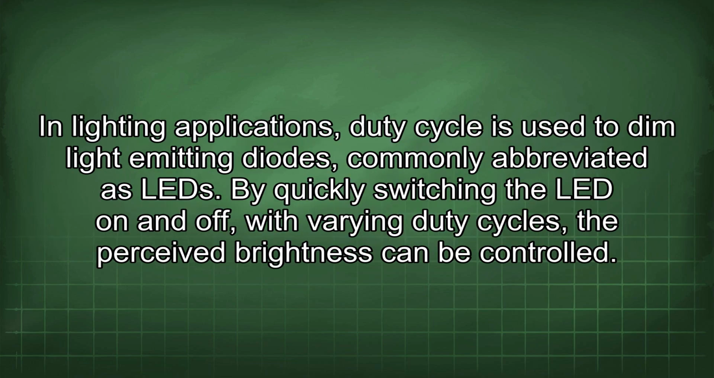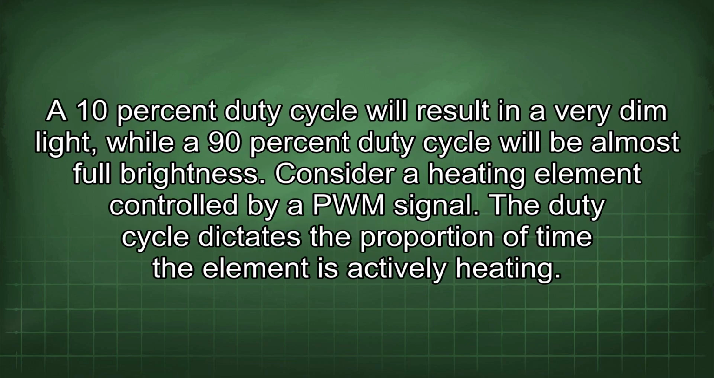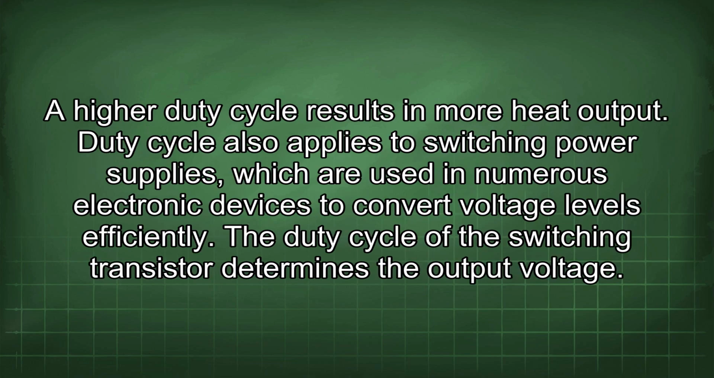In lighting applications, duty cycle is used to dim light-emitting diodes, commonly abbreviated as LED. By quickly switching the LED on and off with varying duty cycles, the perceived brightness can be controlled. A 10% duty cycle will result in a very dim light, while a 90% duty cycle will be almost full brightness. Consider a heating element controlled by a PWM signal. The duty cycle dictates the proportion of time the element is actively heating. A higher duty cycle results in more heat output.